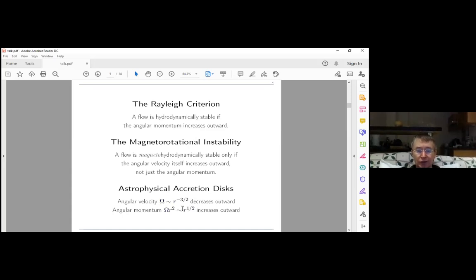In our accretion disk here, the angular velocity does not increase outward, so according to the MRI criterion, we can have instability. That instability will generate the turbulence that we need to have sufficiently efficient angular momentum transport so that our accretion disk will actually do what we need it to do and accrete stuff onto the central object. So that's basically why it turned out that the MRI is astrophysically so incredibly important.